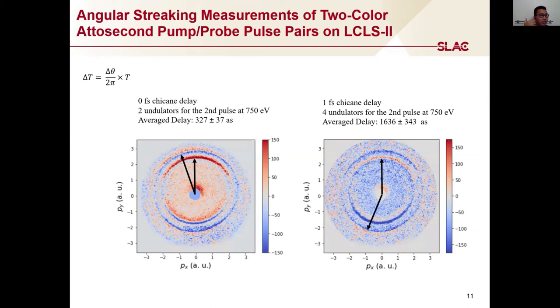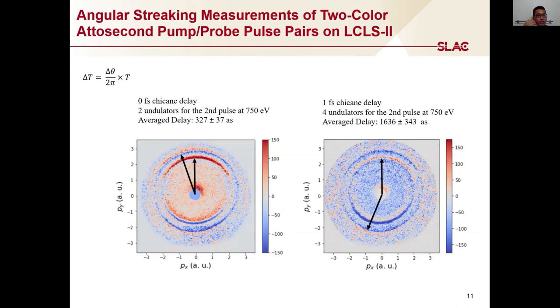So here we show our data analysis of our most recent two-color streaking. I chose a very short delay and a pretty long delay. The two figures shown in this slide are difference maps between streaked and unstreaked images. Looking at the outer photoline, we can see that on the left-hand side it is streaked to 11 o'clock, and on the right-hand side to 7 o'clock. In both figures, the inner photoline is chosen to streak upward. The delay between two pulses in each case is estimated from the difference of streaking angles.